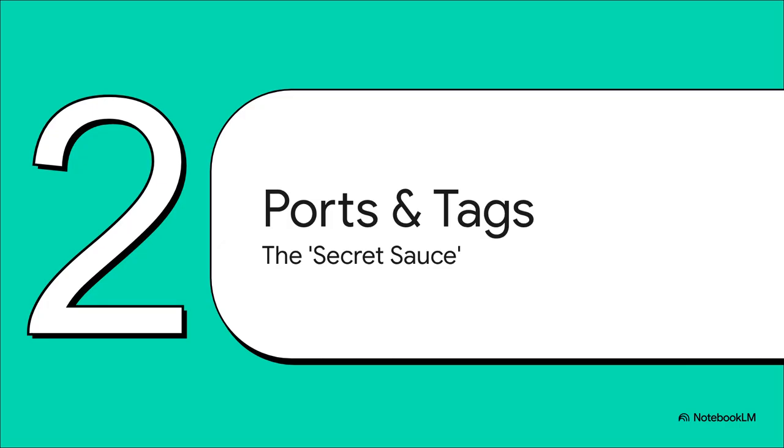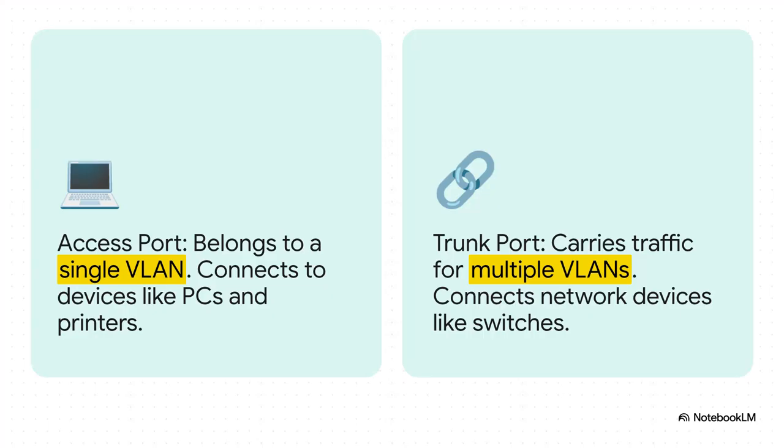Okay, so we've covered the what. Now let's get into the how. How does this all actually work? We're about to look at the mechanics, the real secret sauce that makes this whole virtual separation thing possible. Really, it all boils down to understanding two different kinds of ports. First, you've got the access port. This is the simple one. It's for your end devices, your PC, your printer, you name it. An access port belongs to one and only one VLAN.